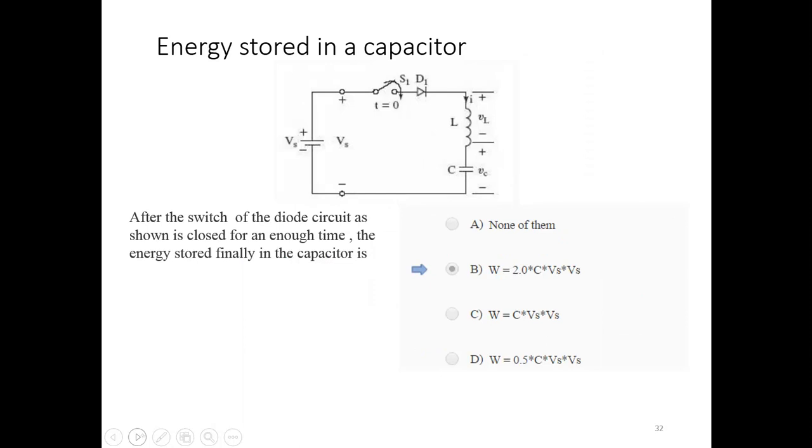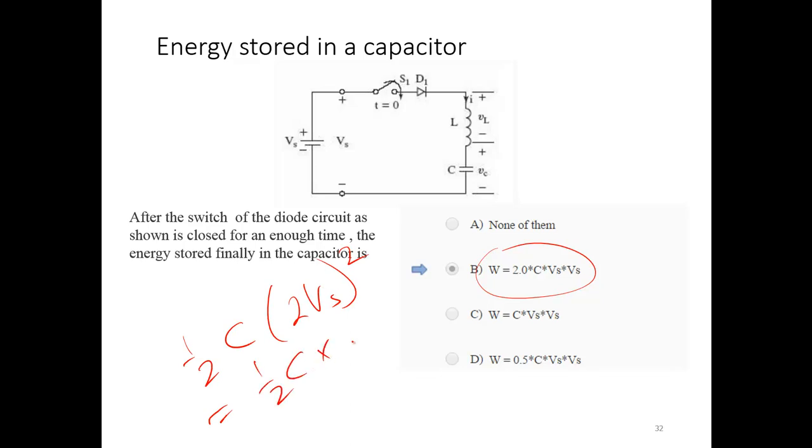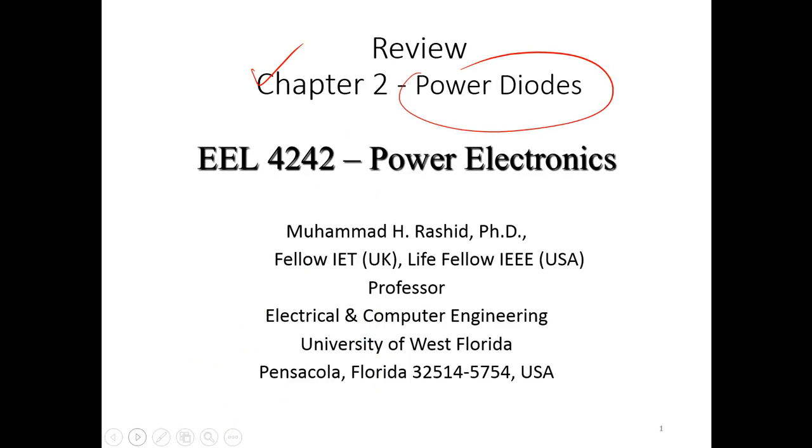The energy stored in a capacitor, as we mentioned, is half CV squared. This is the energy of the circuit. After the switch of the circuit is closed long enough, how much energy is stored in the capacitor? Why is there a 2 there? Half C times (2Vs) squared. How much comes there? Half C times 4Vs squared, and the 2 cancels to give CVs squared. This is the answer.